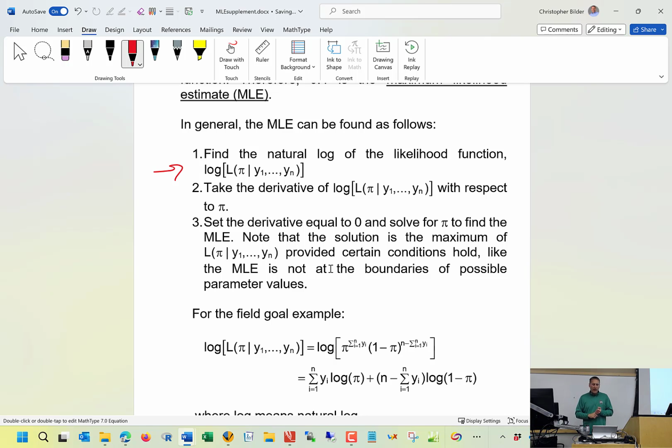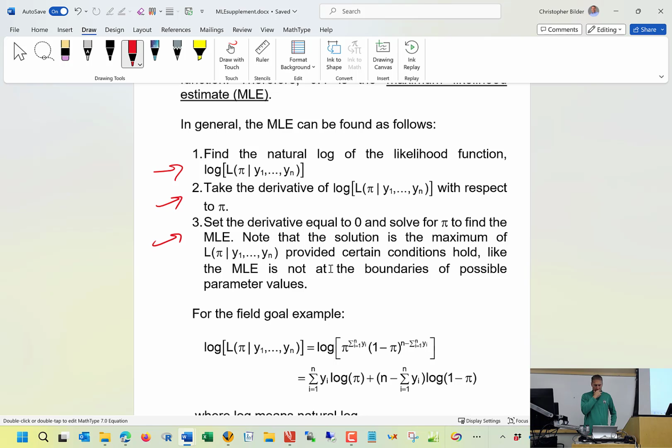And so what we could do is as follows. First, we begin by finding the natural log of the likelihood function. This isn't needed, but this is the way that most people will approach it, because then you can come up with a nice mathematical form for the resulting function, as you will see shortly when we apply it to this Bernoulli example. Take the derivative of this log likelihood function with respect to pi, set the derivative equal to 0, solve for pi, and as long as certain regularity conditions occur, this will be the maximum likelihood estimate.